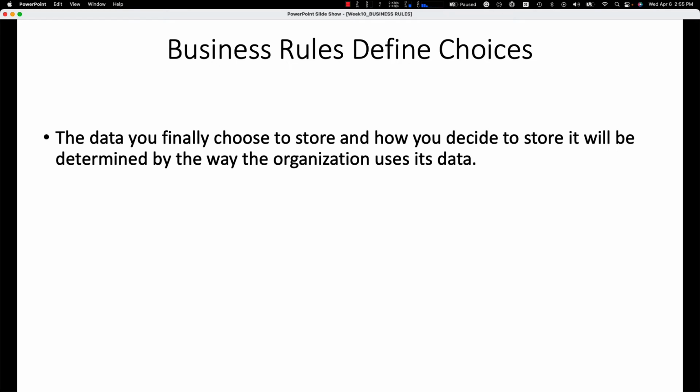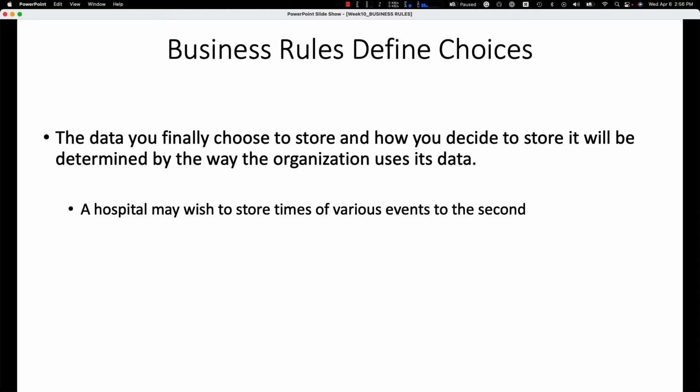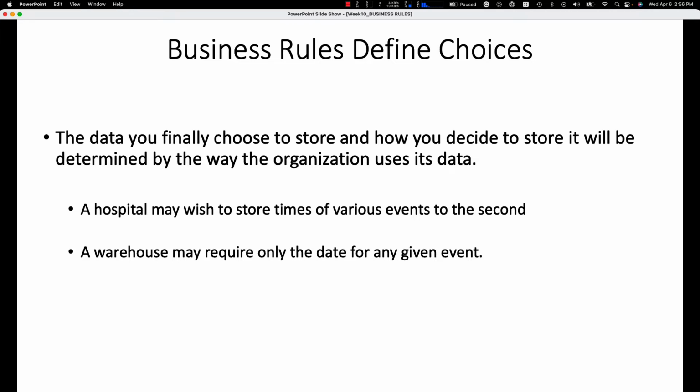Business rules define choices. The data that you finally choose to store and how you decide to store it will be determined by how the organization uses its data. A hospital may wish to store times for various elements to the second. A warehouse may require only the date for any given event. It takes more room to store to the second. So if you store the hospital information to the date, they won't be able to get useful information. And if you store the warehouse to the second, unless you figure out some payback for it, you've wasted a lot of space.